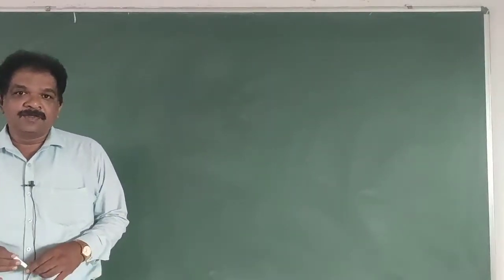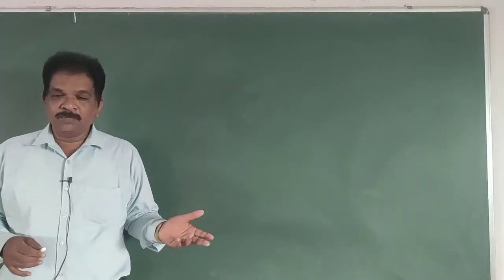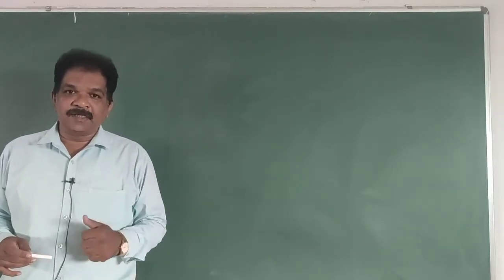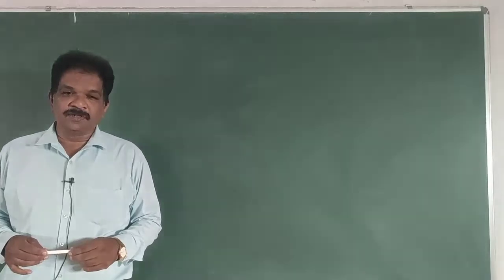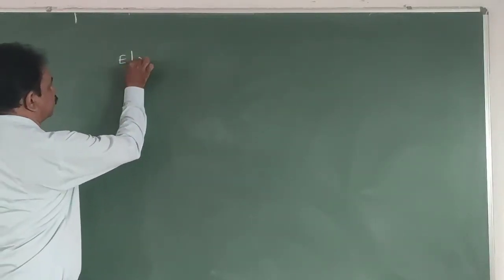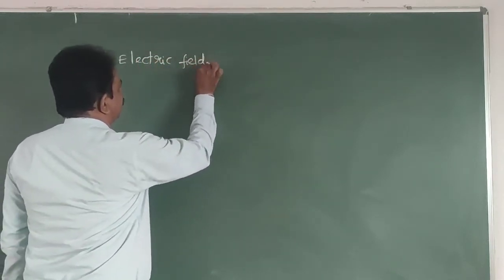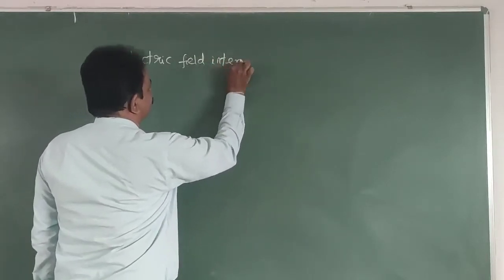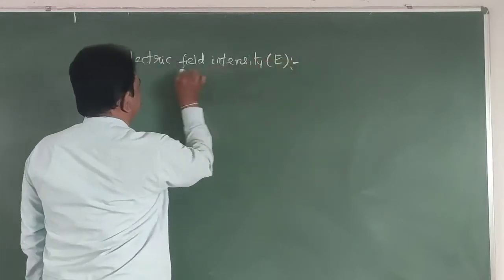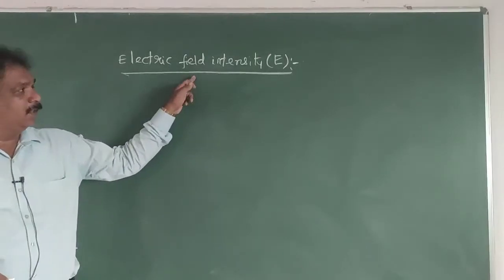Good morning, students. We are discussing the applications of Coulomb's inverse square law, which is completed. Next will be electric field intensity and how the results will be. Let us see. Electric field intensity is indicated by the letter capital E.